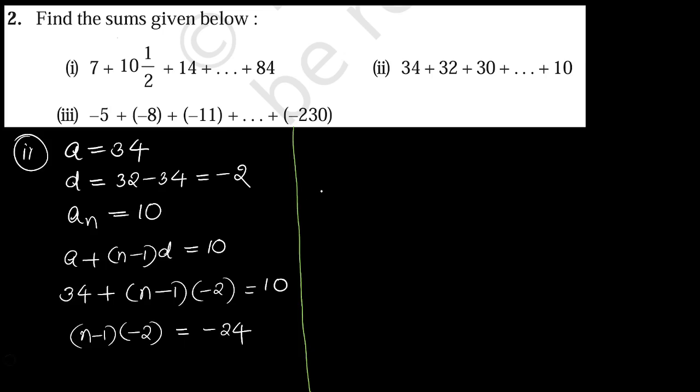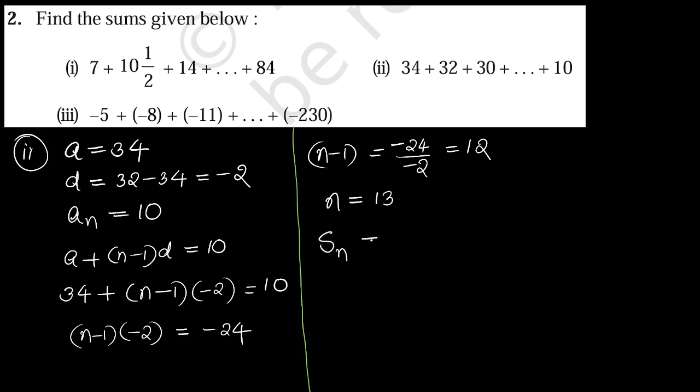So what is n minus 1? n minus 1 equal to, minus 2 going to the right side, minus 24 by minus 2, 12. I don't want to spend more time on calculation, okay? n equal to 12 plus 1. n equal to 13.